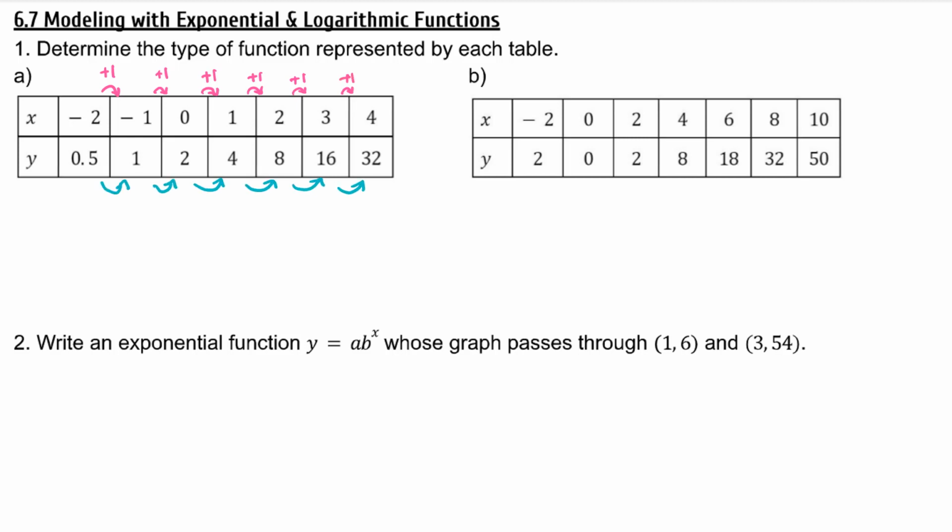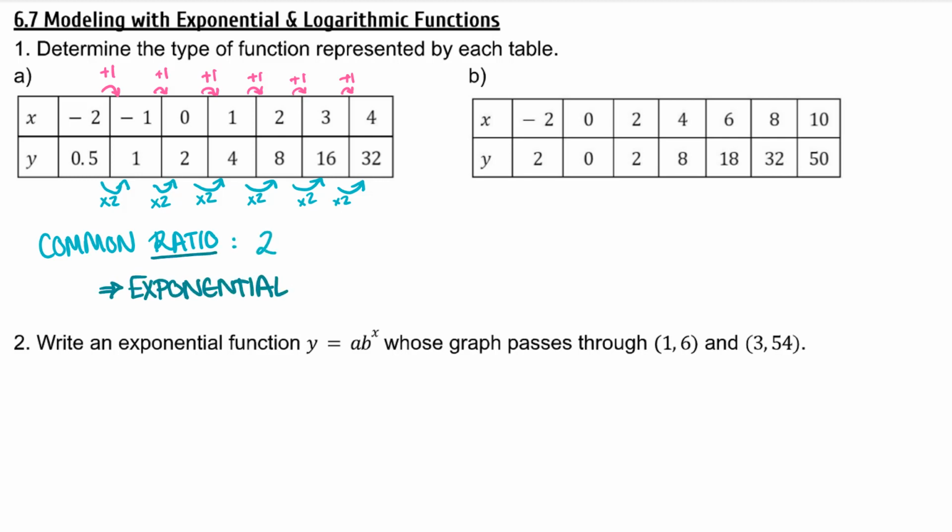2. So as x increases by 1, y is multiplied by 2. The common ratio is 2. Because you have a common ratio, you know it's an exponential function. If it has a common difference, you know you have a linear function. The x's are equally spaced by 1.